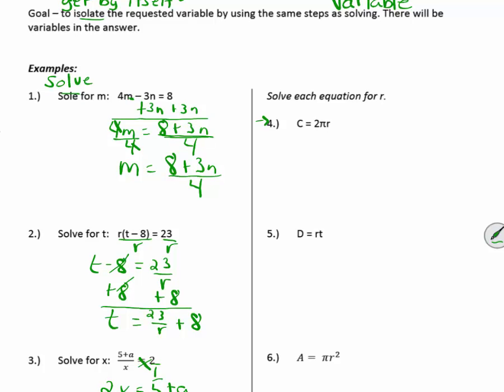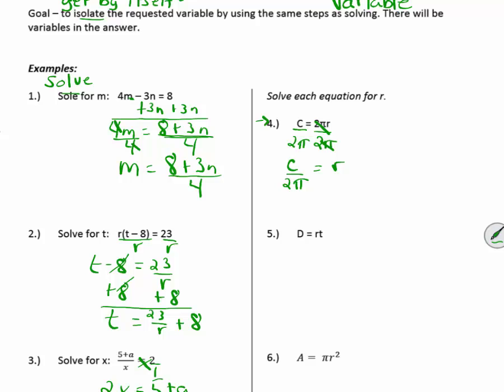So here I have c equals 2 pi r. They want me to solve for r. R is being multiplied by the 2 and the pi. So to cancel multiplying, we divide. So I'm going to divide by 2 pi. So those cancel, you're left with r equals c over 2 pi. And that's your circumference formula, right?